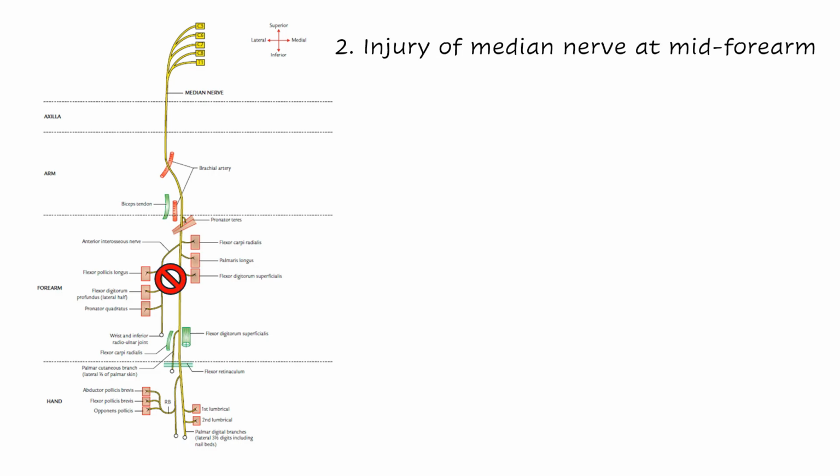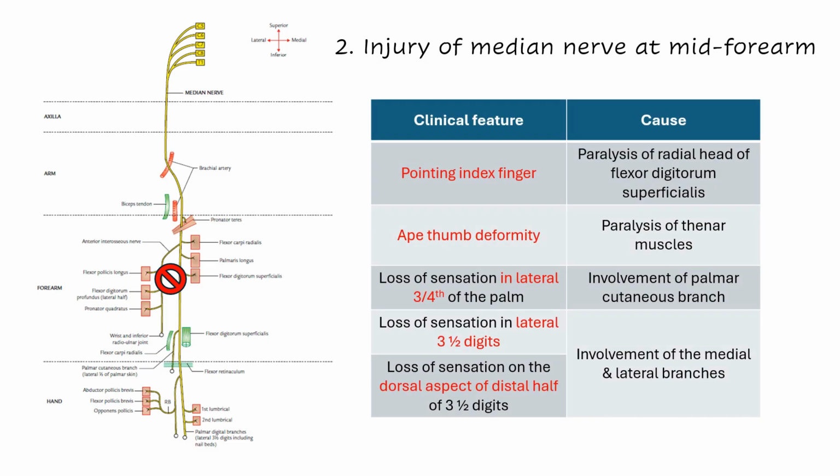Now let's look at the clinical features of injury of median nerve at the mid forearm. So one of the clinical features is pointing index finger. This is because of the paralysis of radial head of flexor digitorum superficialis tendon. So this flexor digitorum superficialis tendon, one of the tendons of it goes to the index finger, and it brings about the flexion of the proximal interphalangeal joint. And because that is lost, we get this pointing index finger.